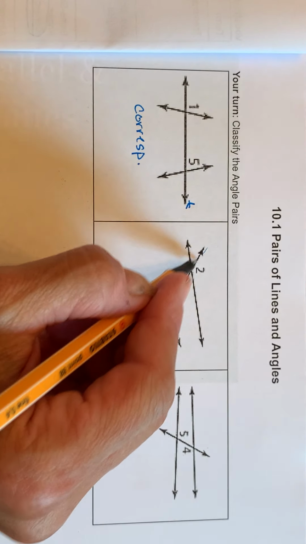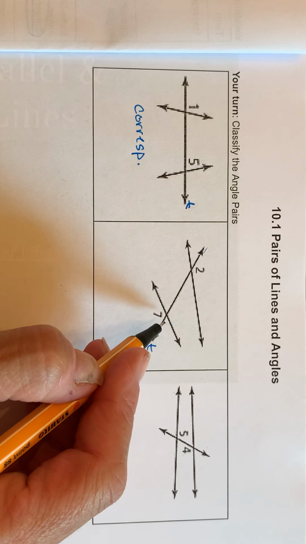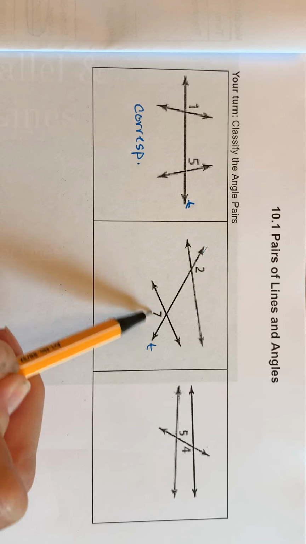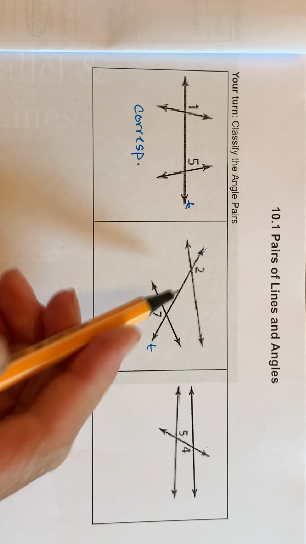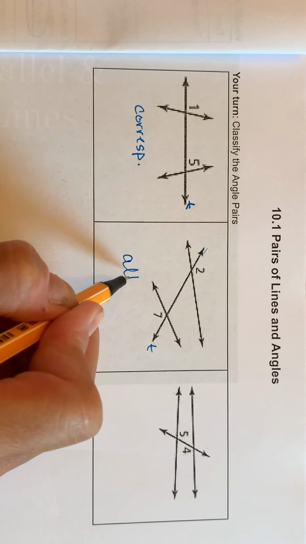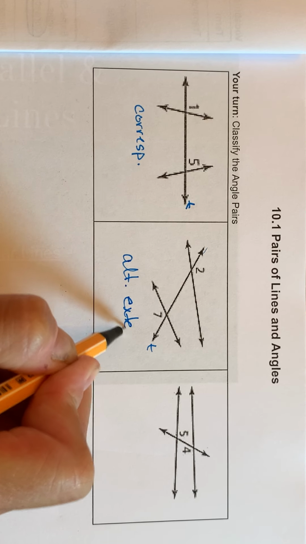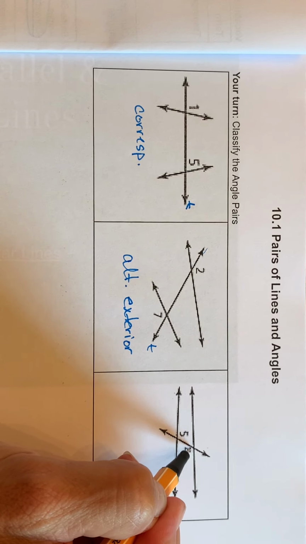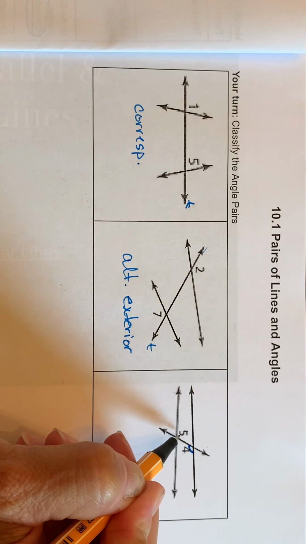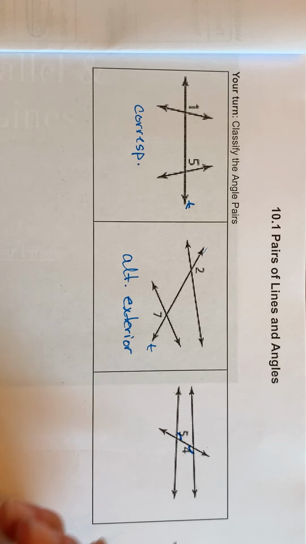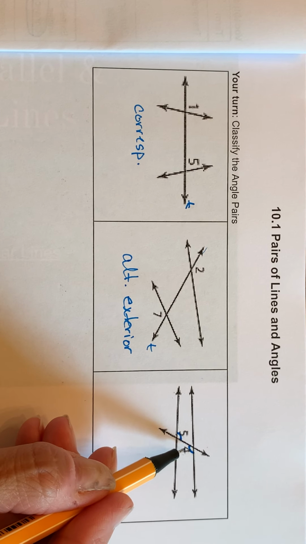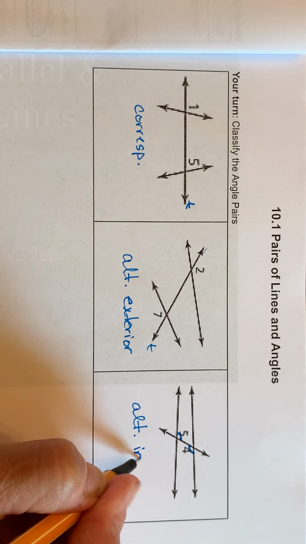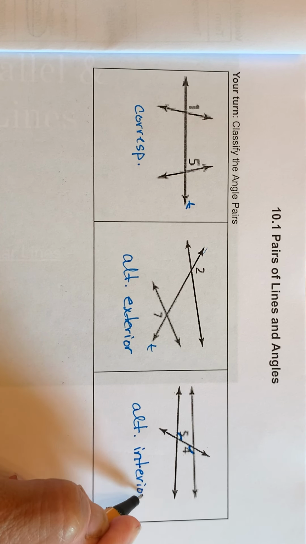Over here, this is the line that cuts through the other two lines. So this is a little bit different looking picture maybe, but they're outside the two lines and they're on opposite sides of the transversal. That makes them alternate exterior. This picture doesn't look so good, but I'm assuming angle 4 is that one and angle 5 is this. And so therefore, they're inside the two lines, alternate sides of the transversal. They are alternate interior angles.